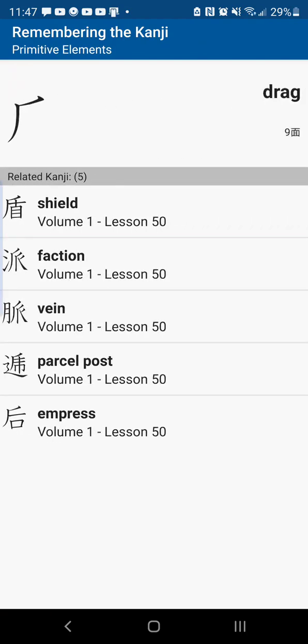And drag. The bottom of it kind of drags along. You could see someone holding the top and pulling that through like a field, like a plow. Not to be confused with plow. Maybe someone dragging their shield along the ground. Maybe that's a little easier.